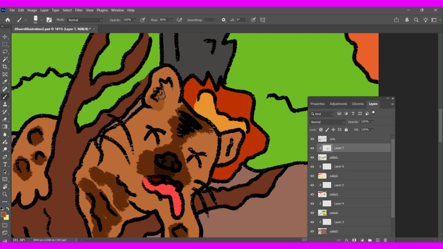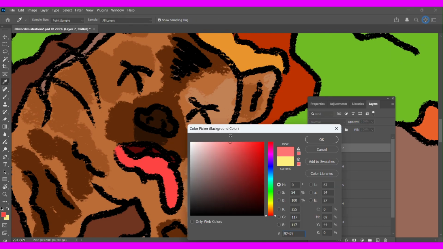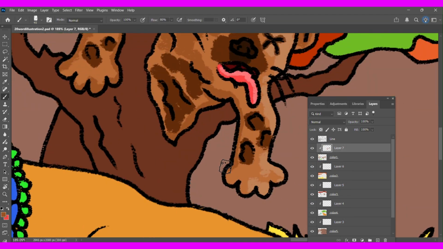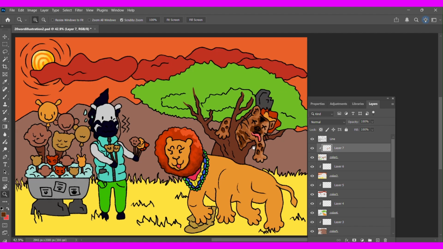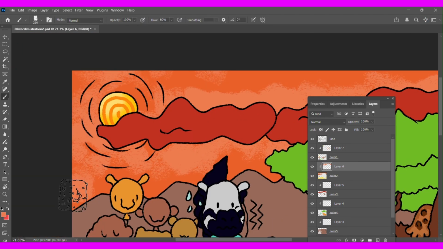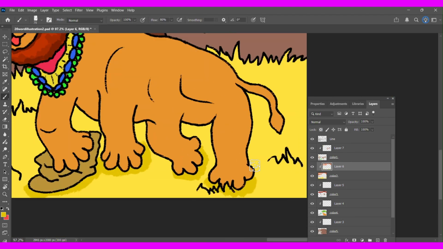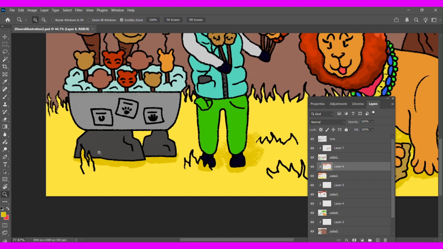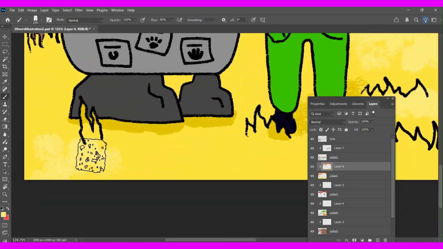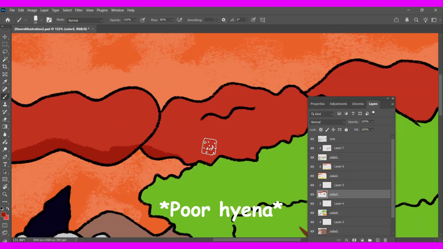Starting the coloring process, I'm trying to keep the colors close to reality for both the background and the animals, but with added brightness and saturation. I will also add textures using different brushes. In my illustration, every animal has clothes or an accessory. The zebra has a full outfit, a puffer vest, I felt like adding it for some reason, green pants and headphones. The lion has jewelry and the hyena has a cap, or had a cap, because the lion took it.